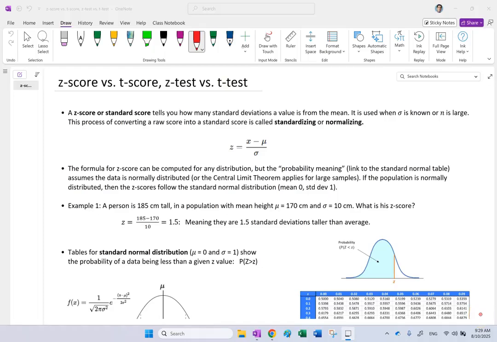Hello everyone. In this video, we are going to talk about z-score versus t-score and z-test versus t-test. We're also going to look at the t-distribution, or the Student's t-distribution.